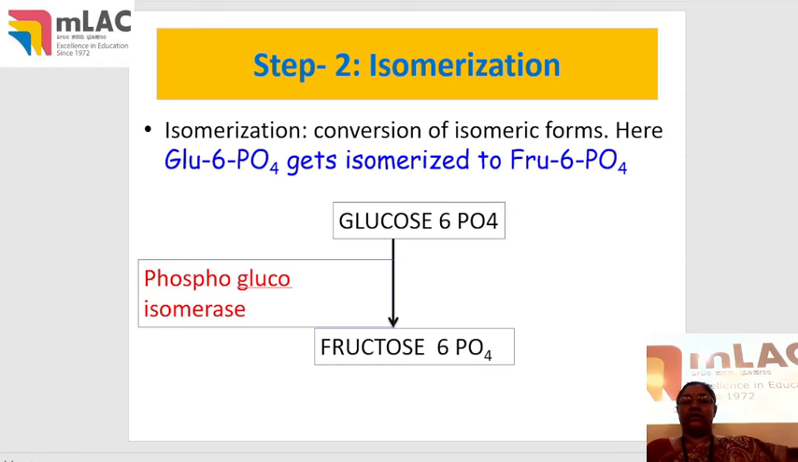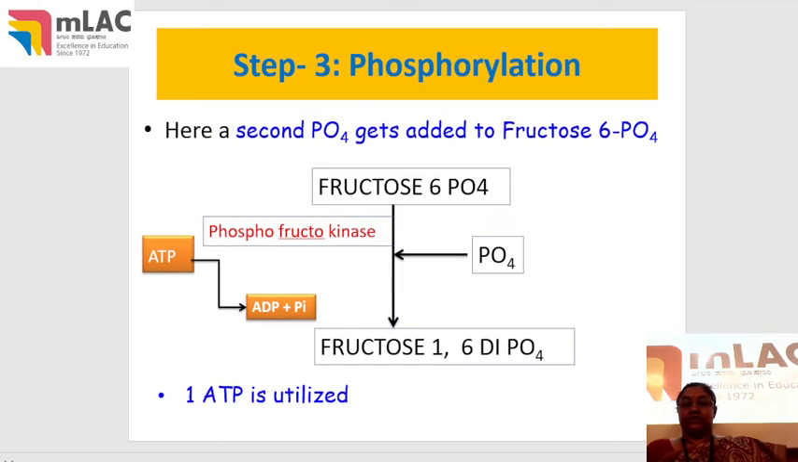Moving on, we have step 2, which is isomerization. Isomerization is a reaction where there is conversion of one isomeric form into its respective isomeric form. So when we say isomers, they have the same molecular formula, but they have different structural formula and therefore they behave differently. So here glucose 6-phosphate undergoes isomerization reaction and gets isomerized to form fructose 6-phosphate molecule in the presence of phosphoglucoisomerase enzyme.